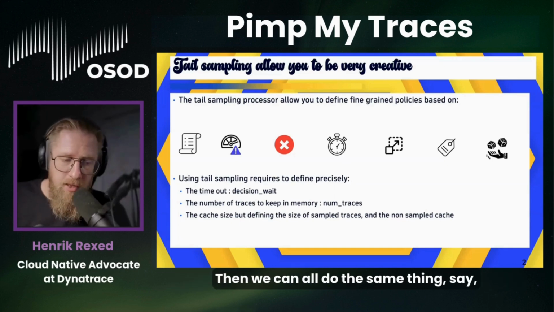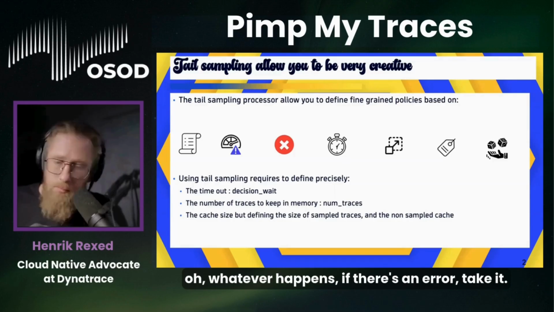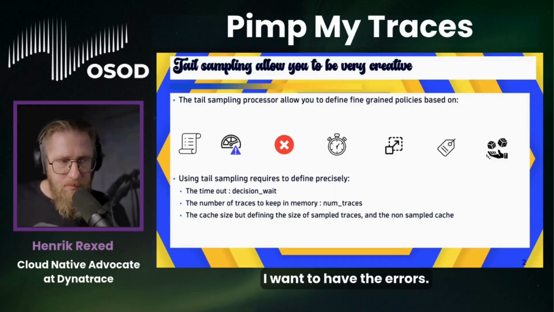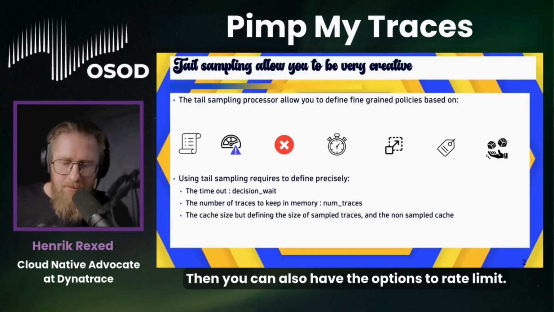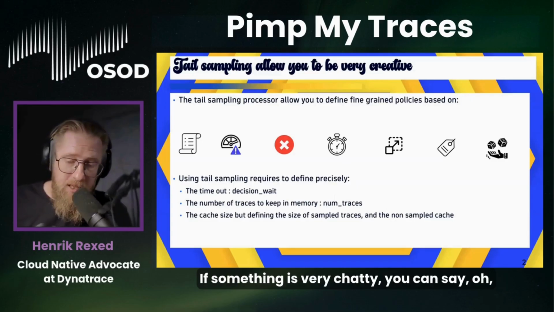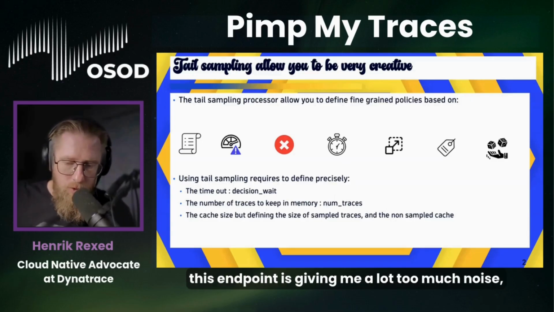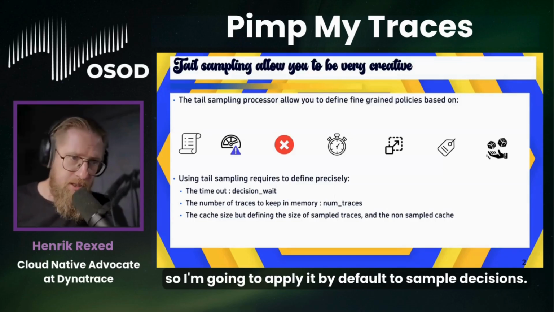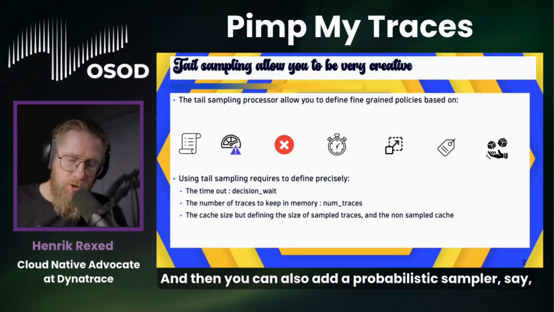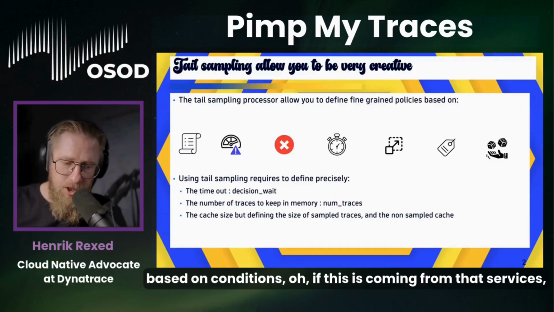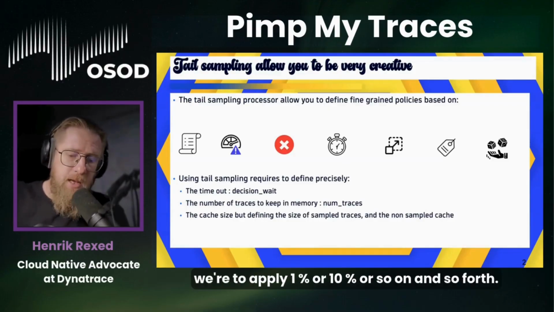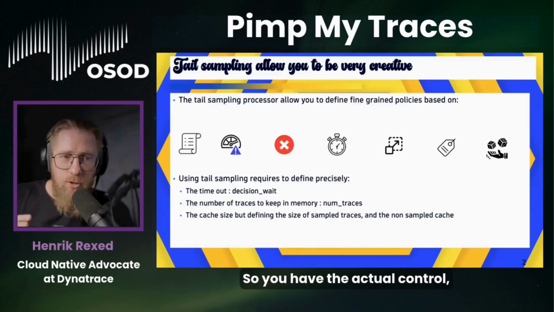Then we can do the same thing with errors. Say, whatever happens, if there's an error, take it. I want to have the errors. Then you can also have the option to rate limit. If something is very chatty, you can say, this endpoint is giving me way too much noise, so I'm going to apply a default sample decision. And then you can also add a probabilistic sampler based on conditions. If this is coming from that service, because we know it's very chatty, we're going to apply 1% or 10% and so on and so forth. So you have the actual control.